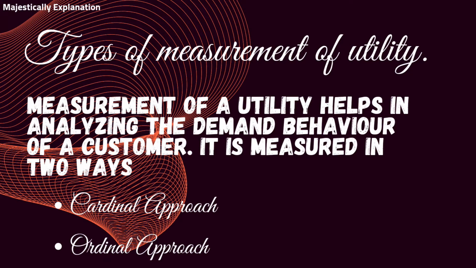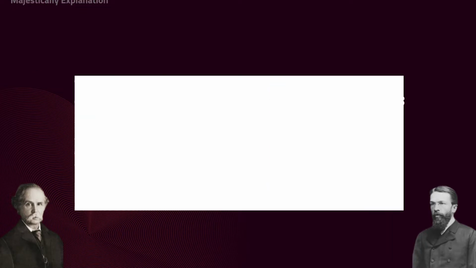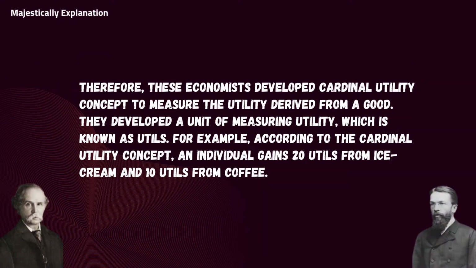Now, coming to the types of measurement of utility, which helps in analyzing the demand behavior of a customer. It is measured in two ways, the cardinal approach and the ordinal approach, and we are going to discuss both approaches in our video. The measurement of utility has always been a controversial issue. Neoclassical economists such as Alfred Marshall, Leon Walras, and Carl Menger believe that utility is cardinal or quantitative, like other mathematical variables such as height, weight, velocity, air pressure, and temperature. They think that they can measure it.